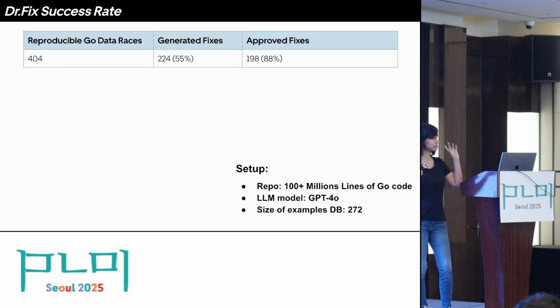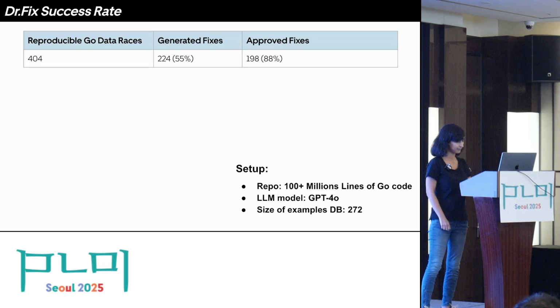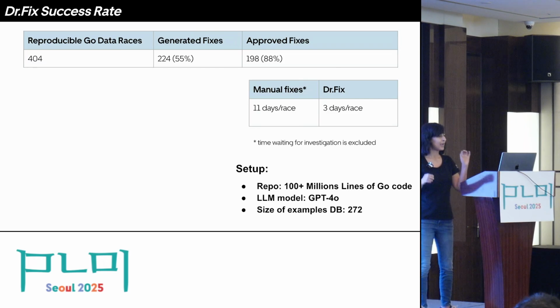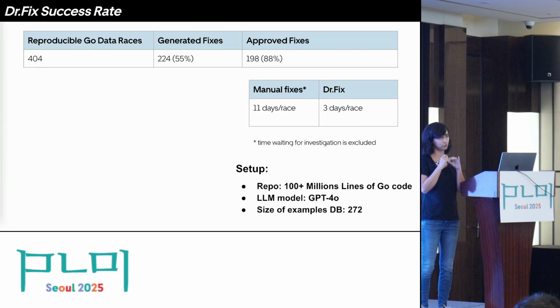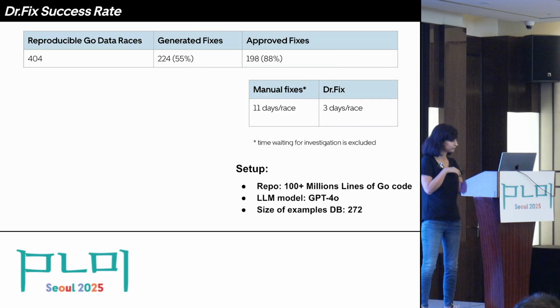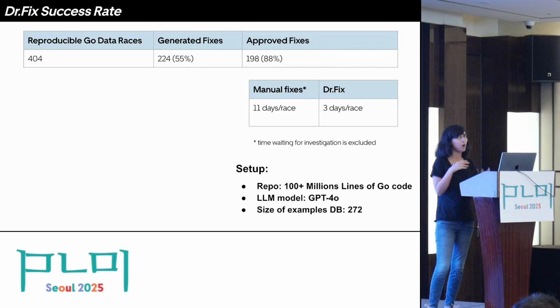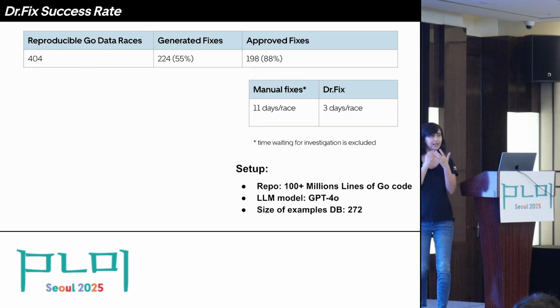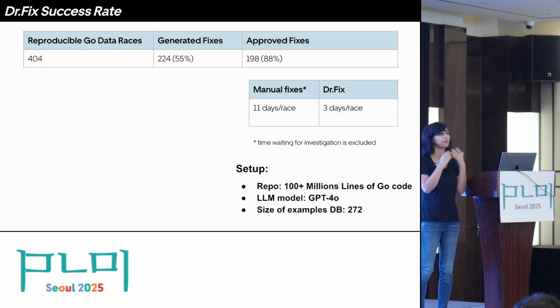And of those 55%, 88% of them were approved by the developers. And with that, these manual fixing times, that was 11 days per race, came down to 3 days per race. And this excludes the investigation time that the bugs are waiting in the queue. And then we wanted to know what are these different categories that these bug fixes belong to.